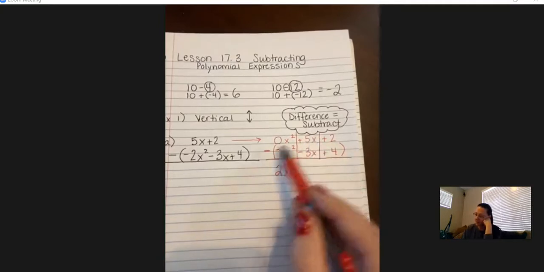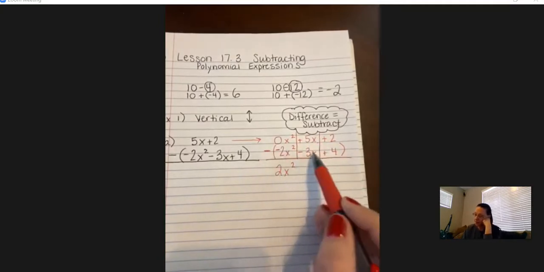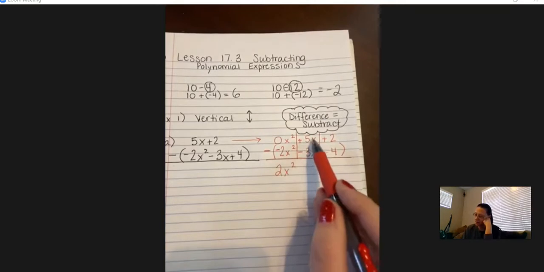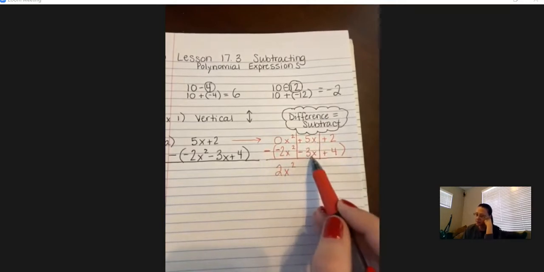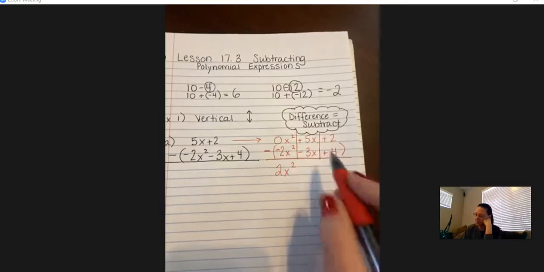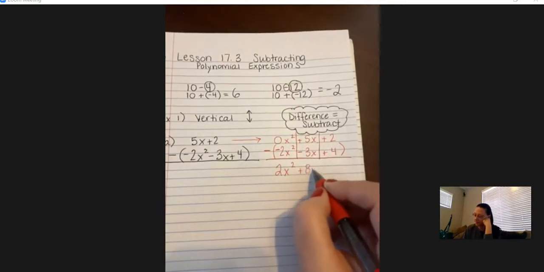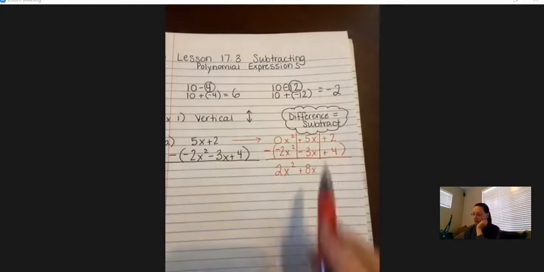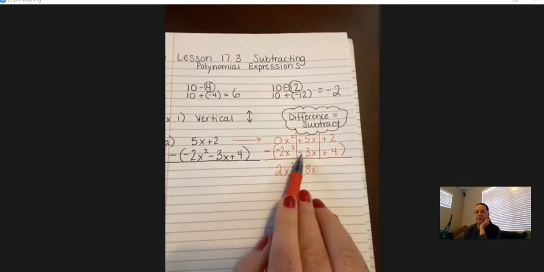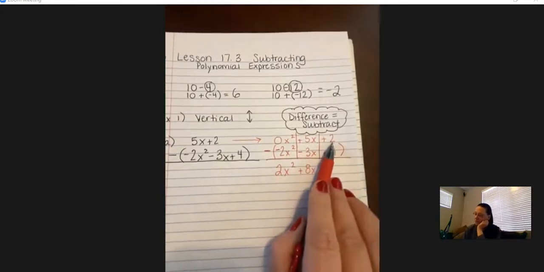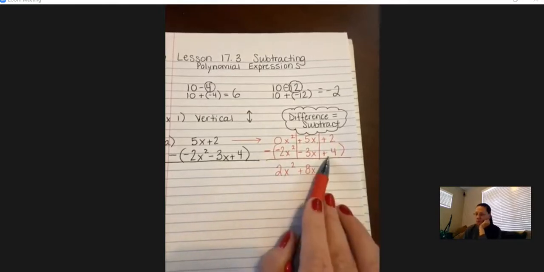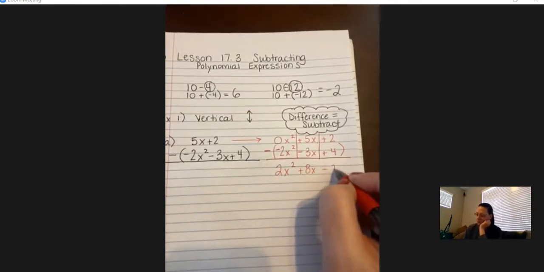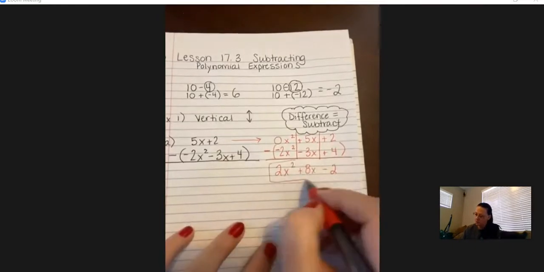Okay, if I have 5x's and then I take away negative 3x's, 5 minus negative 3, or 5 plus the opposite of negative 3, which is positive 3, is going to be a positive 8x. Again, check it on your calculator if you're not sure. Then finally, 2 minus 4. 2 take away 4 is negative 2. So here's your final answer.